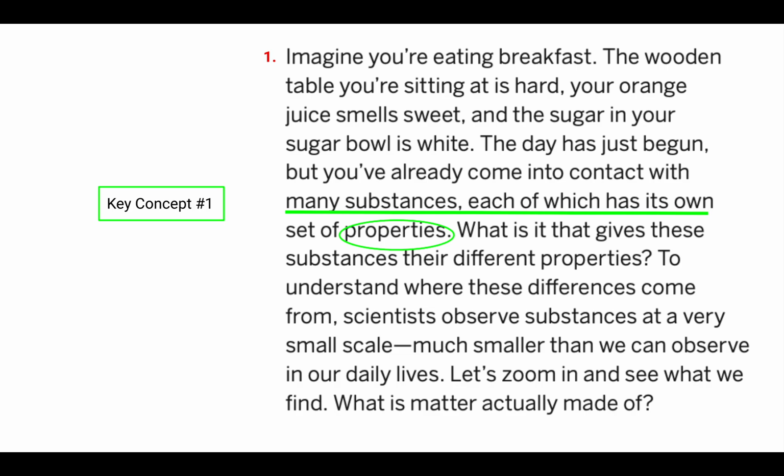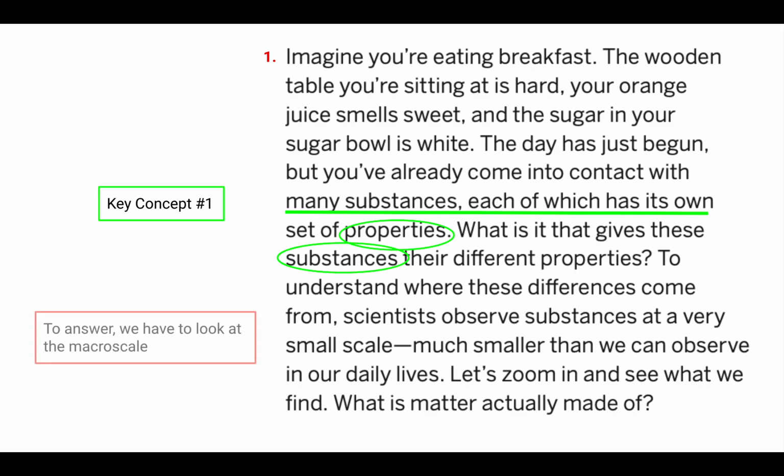What is it that gives these substances their different properties? Well, substances is one of our vocabulary terms, so I'm going to circle that. To understand where these differences come from, scientists observe substances at a very small scale, much smaller than we can observe in our daily lives. Let's zoom in and see what we find. What is matter actually made of?